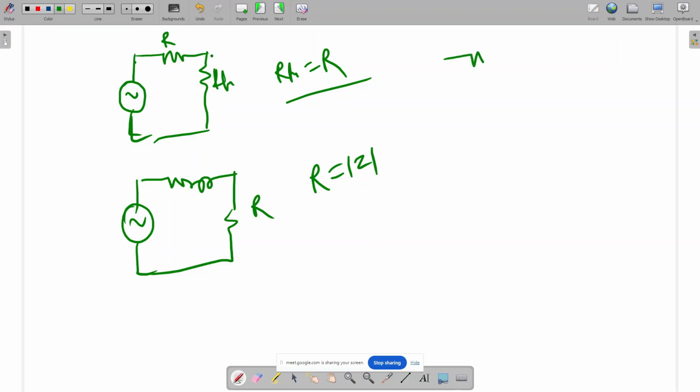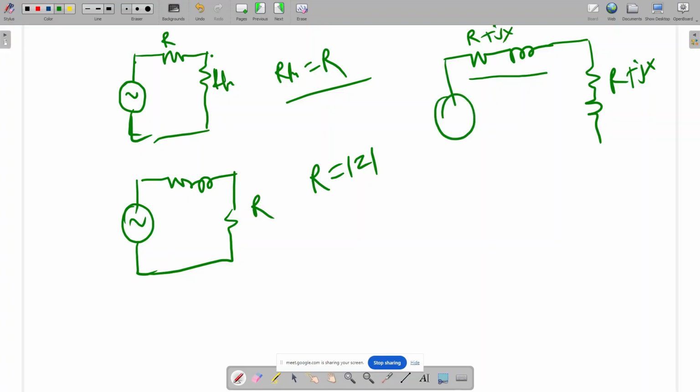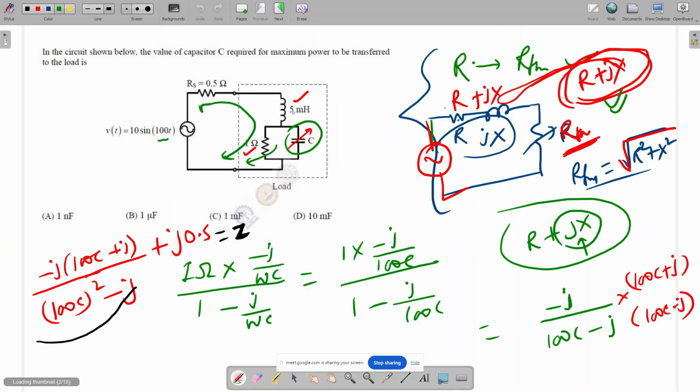Third case, this will be a complex impedance, and the load also will be complex, R plus jx. So these both are complex. In that case, this reactive part should be equal to this reactive part, so it will make this whole network resistive. But here the case is different. Here this is only resistive, but our load is R plus jx.